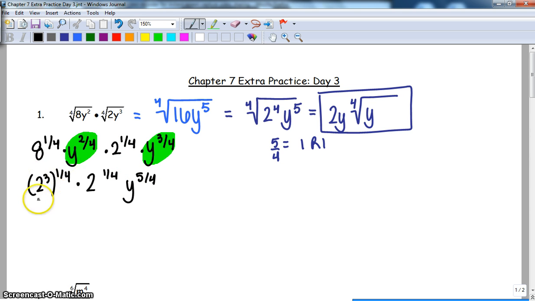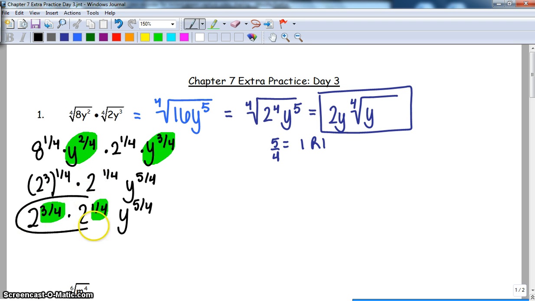We'll multiply our exponents here, so this is 2 to the 3/4 times 2 to the 1/4. And again, you'll be able to combine because we have same bases. 3/4 plus 1/4 is just 1. That means this whole thing is just 2 to the 4/4, which is 2.